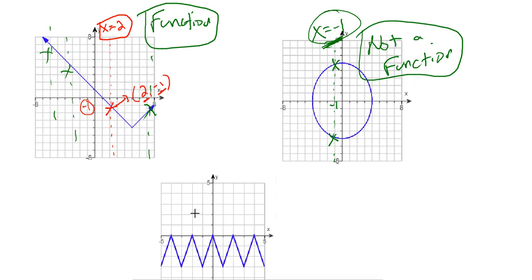So pause the video for a moment. Decide what you think. Do you think this graph is a function? And then I'll let you know here in just a second to see if you had the right idea about it. All right, so this graph is indeed a function.